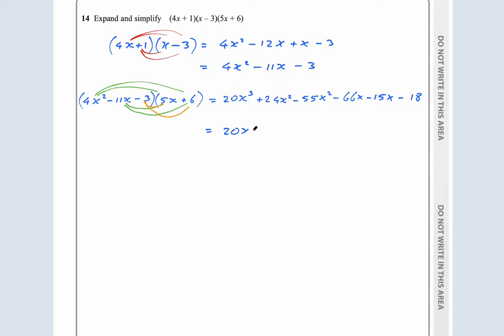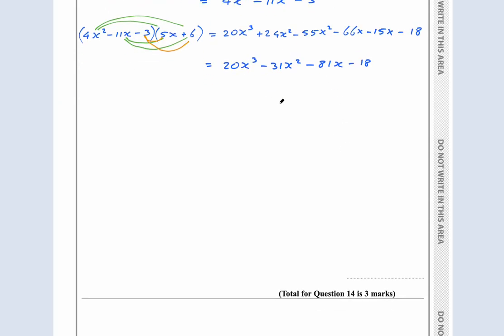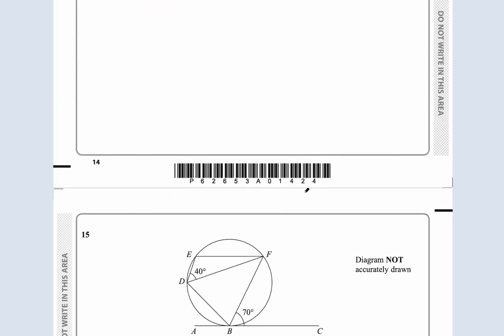20x cubed, that's the only cubic term. 24x squared minus 55x squared is minus 31x squared. Minus 66x minus 15x is minus 81x and minus 18. And that's the answer. And we could put it down there.